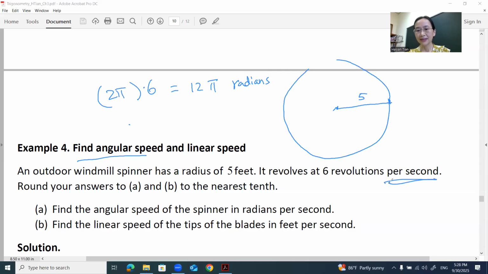Per second. So each second, that's the amount of angle in radians that it will cover. So let's try to answer parts A and B. Find the angular speed of the spinner in radians per second. We just got that one. That is the angle in radians per second, so 12 pi radians. So that's the angular speed.